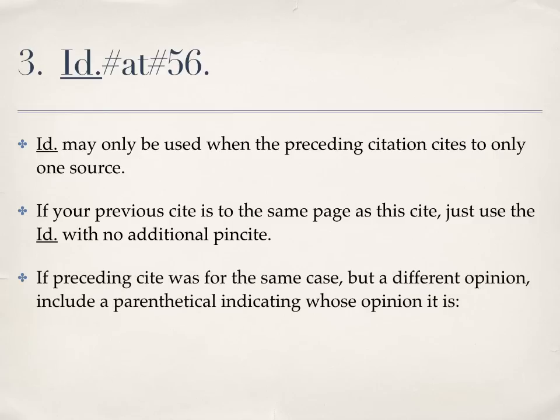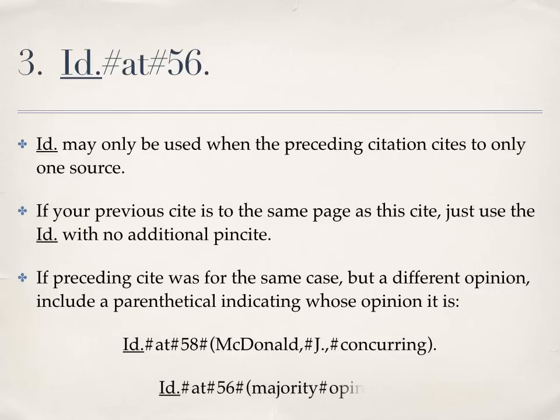If the preceding cite was for the same case but for a different opinion, for example, moving between the majority opinion and a concurring opinion, you'll include a parenthetical indicating whose opinion it is. In this first example, you're indicating that you're citing Judge McDonald's concurring opinion. In the second example, you're indicating that you're moving back into the majority opinion. You would include this parenthetical only when moving between opinions in a case.